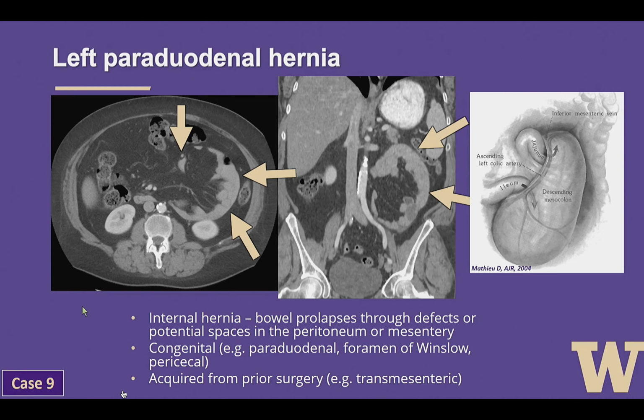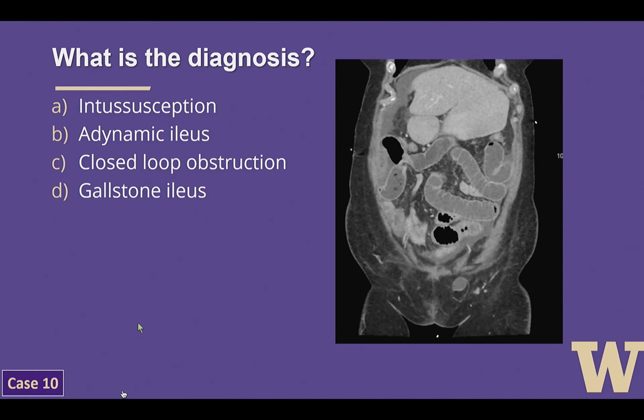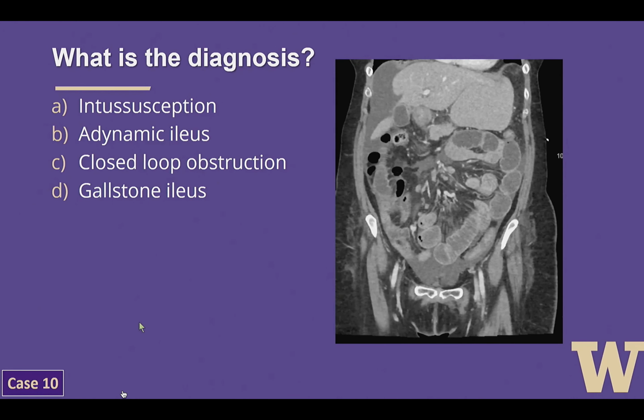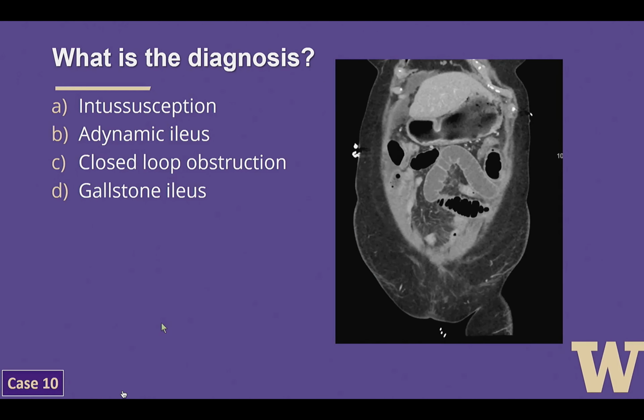Internal hernias in general are anytime bowel prolapses through a potential space or a defect in the peritoneum or mesentery, and these can be congenital or acquired from prior surgery. Case 10 is a 73-year-old woman with abdominal pain. So here, the question is, what is the diagnosis? Intussusception, adynamic ileus, closed loop obstruction, or a gallstone ileus?